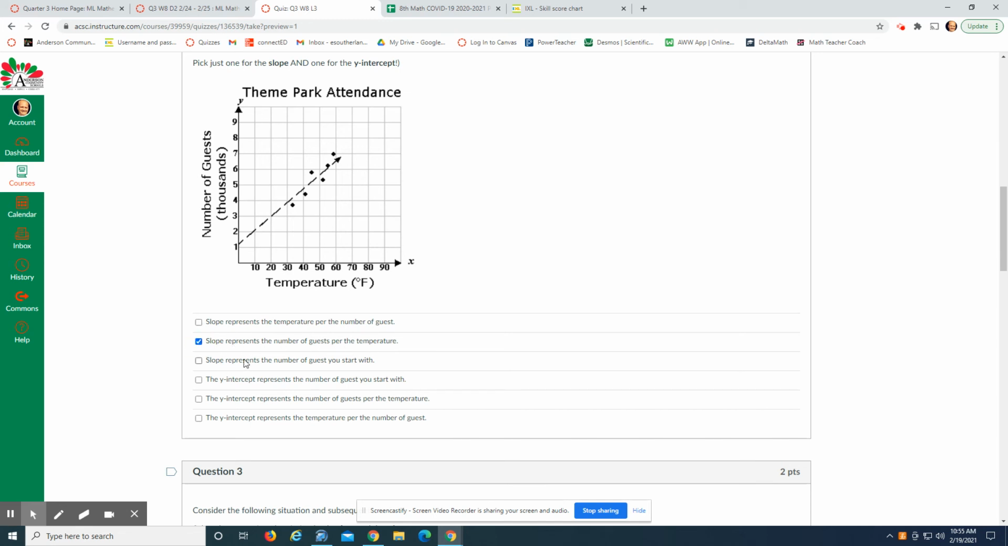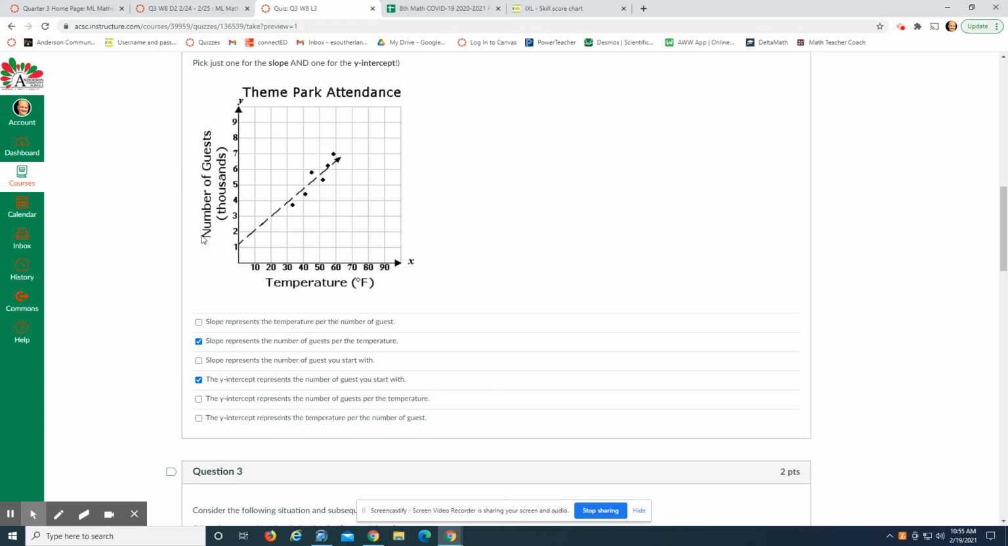Slope represents the number of guests you start with. No. Slope represents the number of guests that you have per the temperature. Title of the y per the title of the x. And then the y-intercept is where you start. So the y-intercept represents the number of guests you start with.